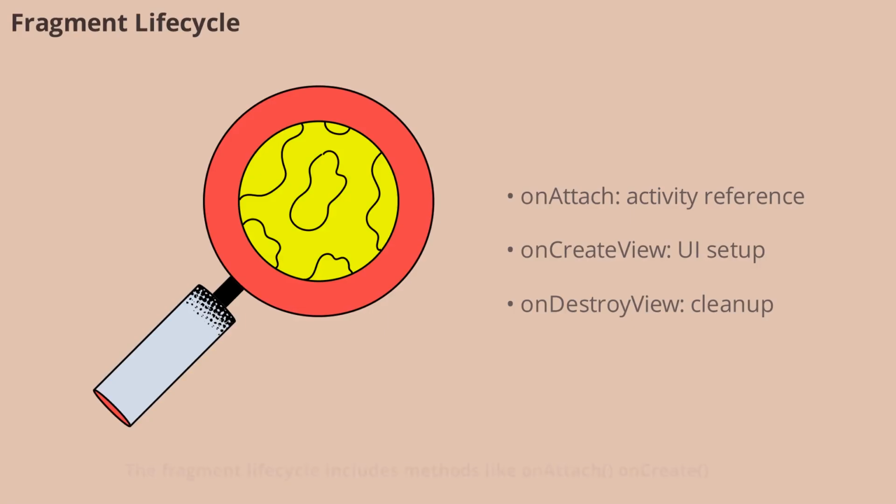The fragment lifecycle includes methods like onAttach, onCreate, onCreateView, onActivityCreated, onStart, onResume, onPause, onStop, onDestroyView, and onDestroy. Managing these ensures fragments behave correctly within activities.